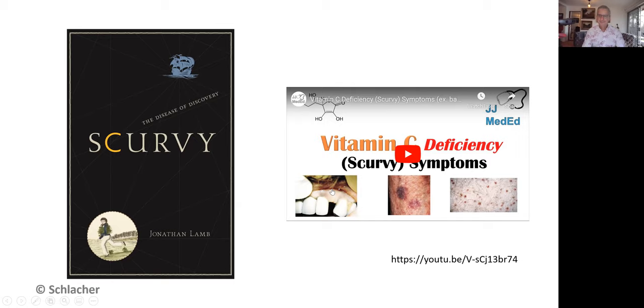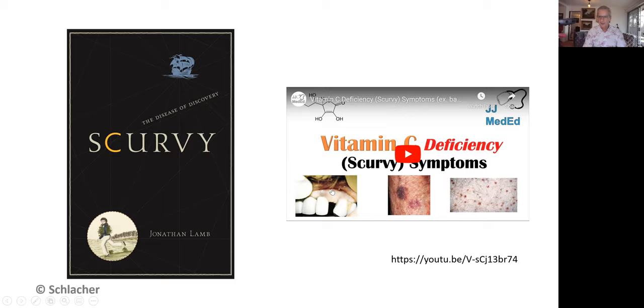But when some of the captains came back and reported to the Admiralty, they said, well, we found that when the ship's crew ate more oranges or lemons, they usually were in better health. So they tried to produce a lemon concentrate, like a syrup, but they boiled it. And when you boil it, it got destroyed. So that didn't really work.